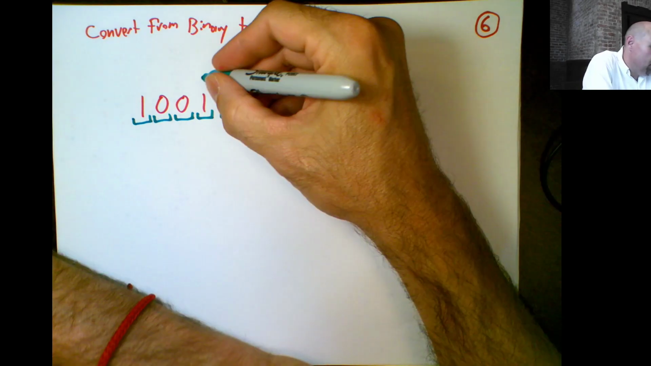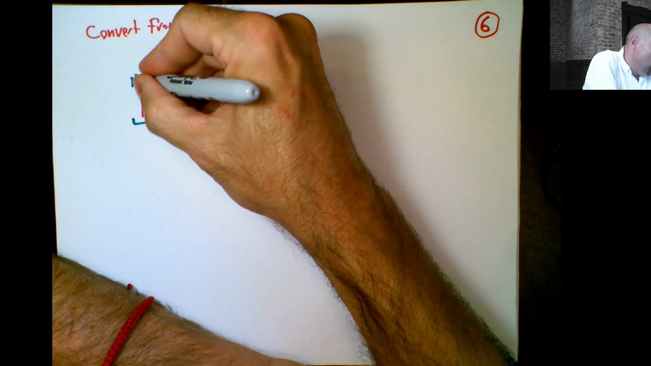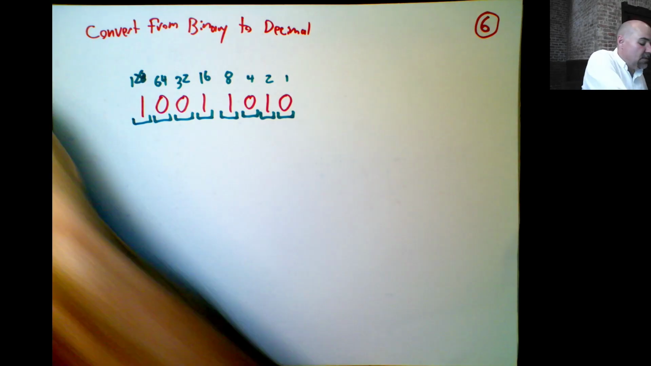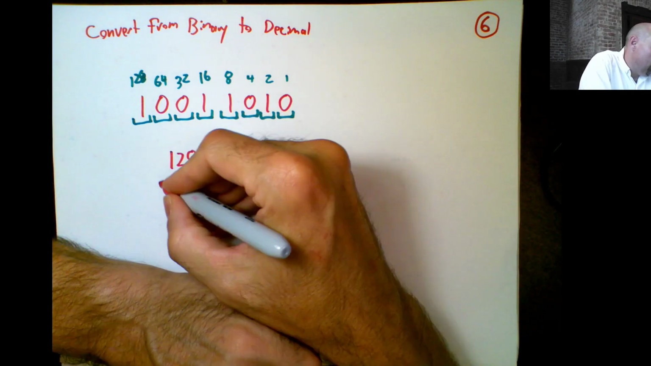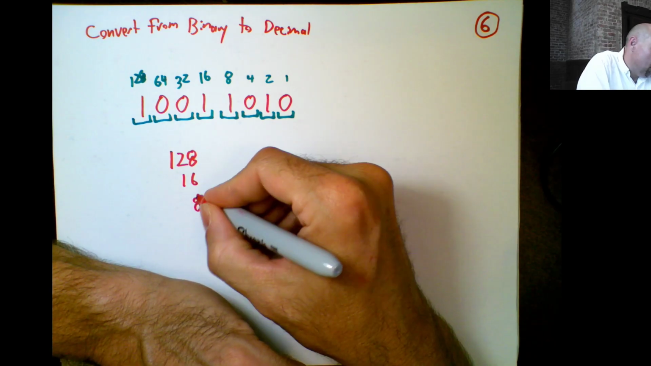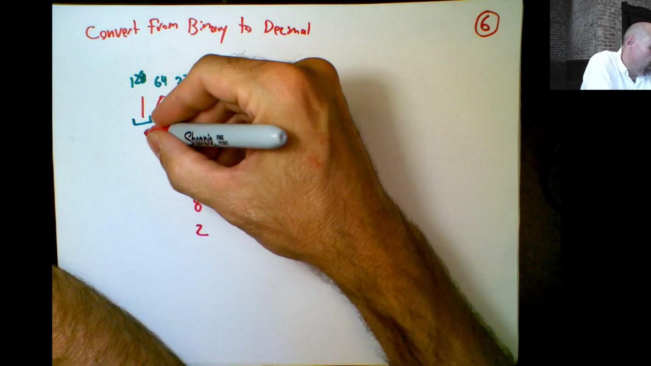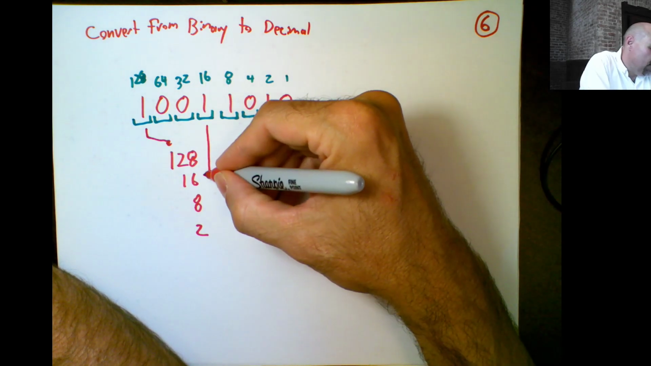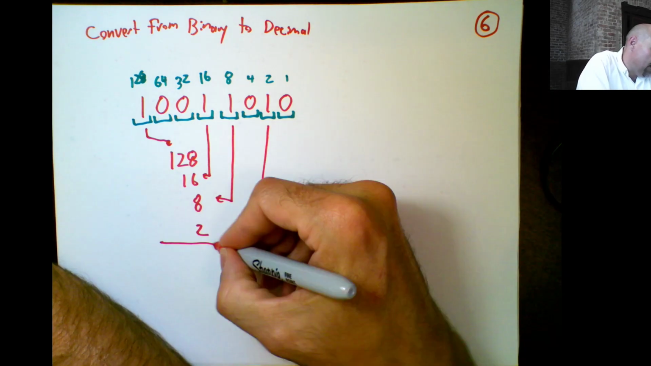8 times 2 is 16. 16 times 2 is 32. 64. 128. So if I look at the ones that have a 1 in there, I've got 128. So down below this, let's go ahead and write those. So we have 128 plus a 16 plus an 8 plus a 2. So in other words, the 128 came from there, the 16 came from there, the 8 came from there, and the 2 came from there, and we basically just add these up.